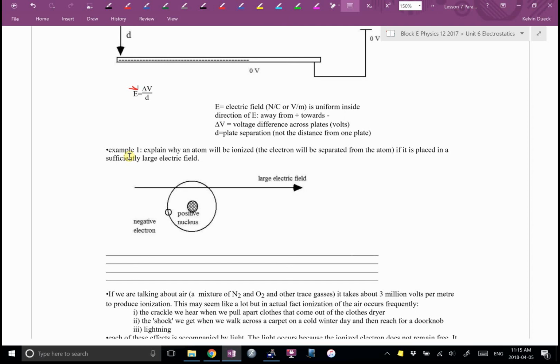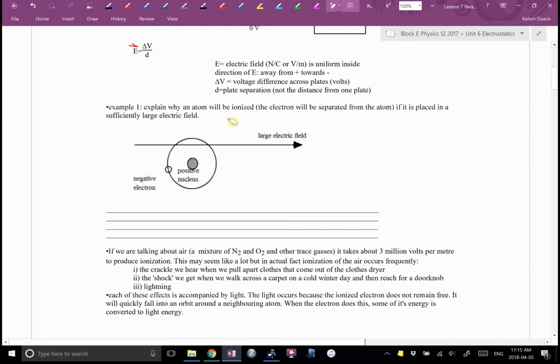It's fairly easy. Example 1 says this: explain why an atom will be ionized. In other words, the electron will be pulled off of the atom if it's placed in a sufficiently large electric field. First of all, Taylor, what direction is the electric field according to this arrow? Don't overcomplicate it. To the right.